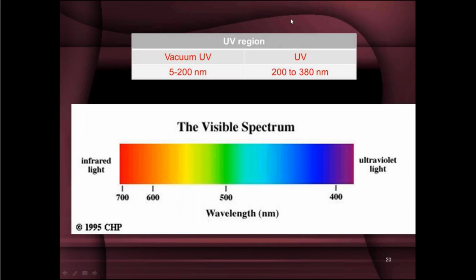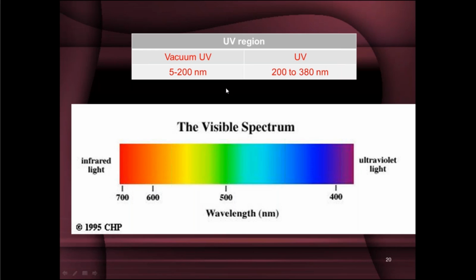So considering the UV visible region, the UV region can be divided again into two parts, that is vacuum UV and UV. Vacuum UV extends from 5 to 200 nanometers, whereas UV extends from 200 to 380 nanometers. This is the part which will be used extensively in absorption spectroscopy. And why this difference is done is because below 200, air starts absorbing UV radiation.